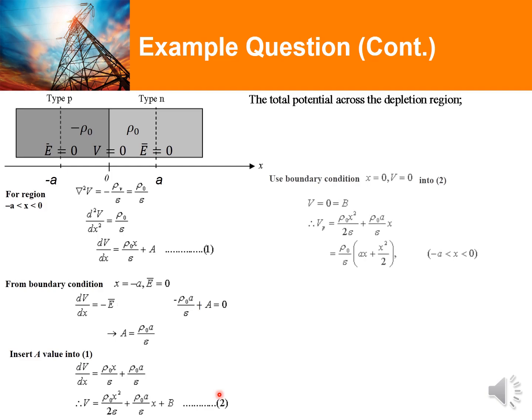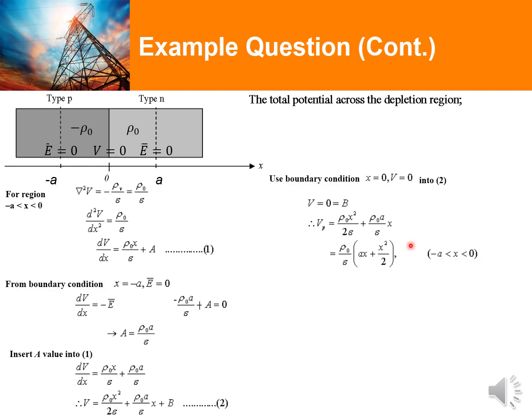So let's try to solve for the value of B. We would use a boundary condition again. When x is equivalent to 0, V is equivalent to 0. Let's put this value into equation 2. With x and V equivalent to 0, we would get 0 is equivalent to B. Therefore, this B value can be ignored. And therefore, our potential in the type P part of the transistor is equivalent to rho naught x squared divided by 2 epsilon plus rho naught a divided by epsilon x, which is also equivalent to these terms shown on the slide. This is for the region where x is between negative a and 0.